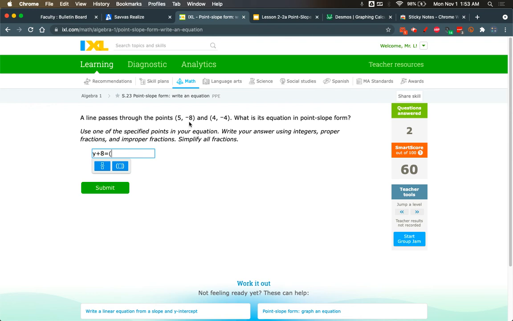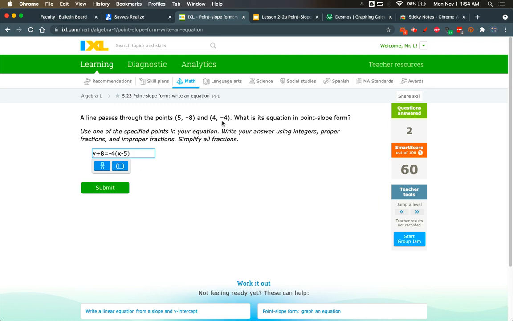So let's see, negative 8 minus a negative 4 is negative 8 plus 4, which is negative 4. 5 minus 4 is 1. So my slope is negative 4 over 1, which is negative 4. x minus 5. And that should be right.